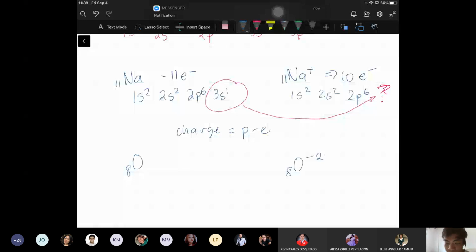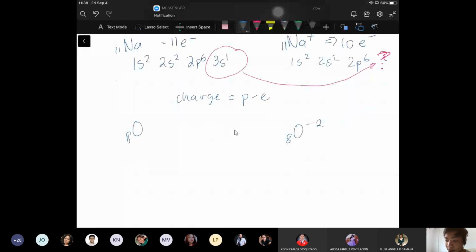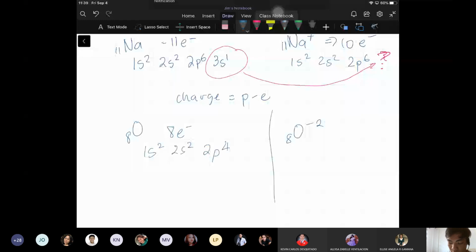Okay, so yan. So, for oxygen 8, ito nasa left, no? We have 8 electrons to distribute kasi walang charge, no? Same yung proton and electron. So, the electron configuration is 1s2, 2s2, 2p4. 2, 4, 8 na. So, ayan, 2p4. Pero, kapag may negative charge, meaning nun, may sobrang electron.